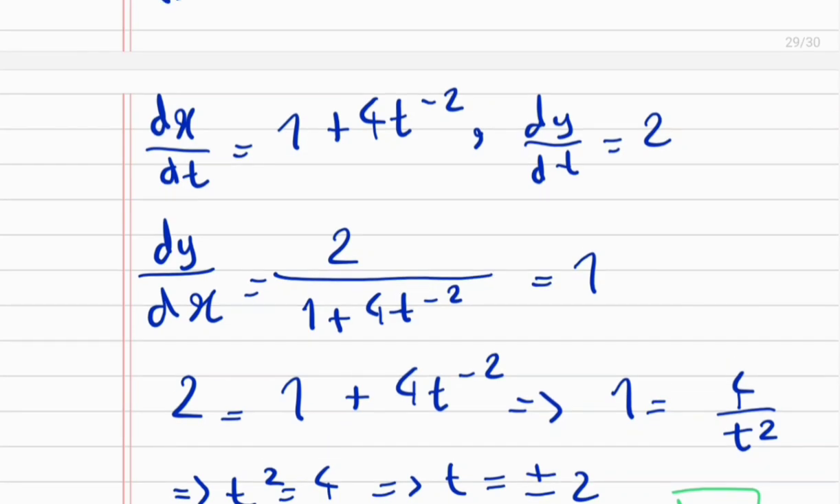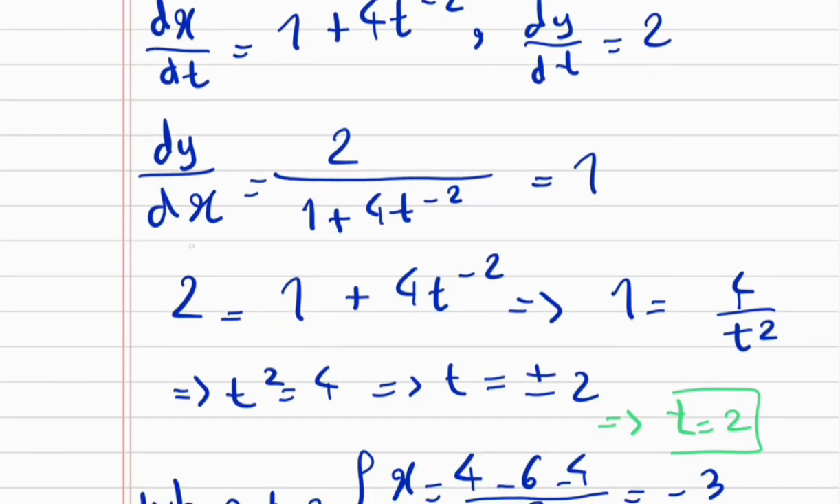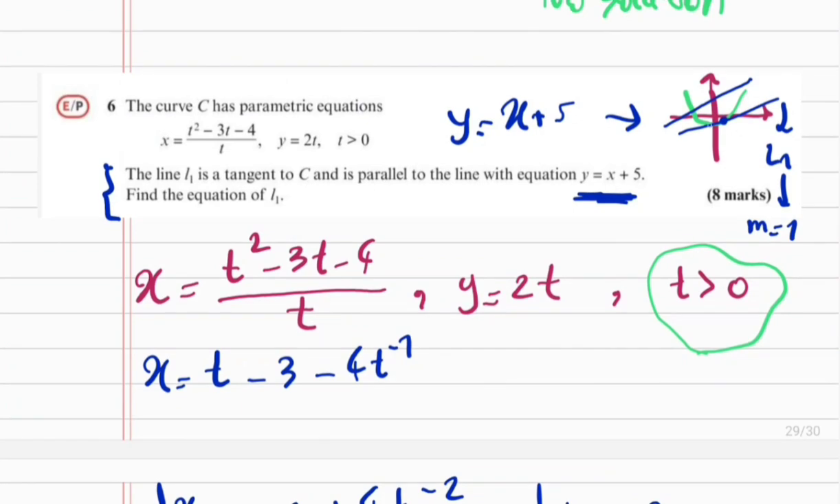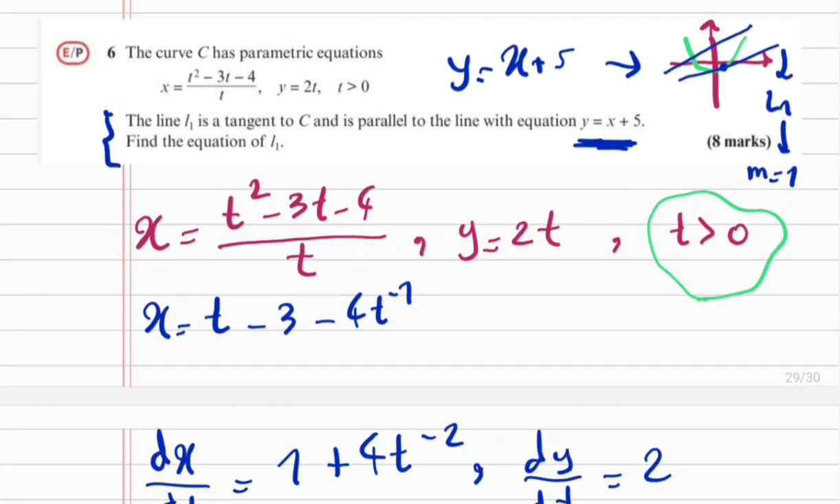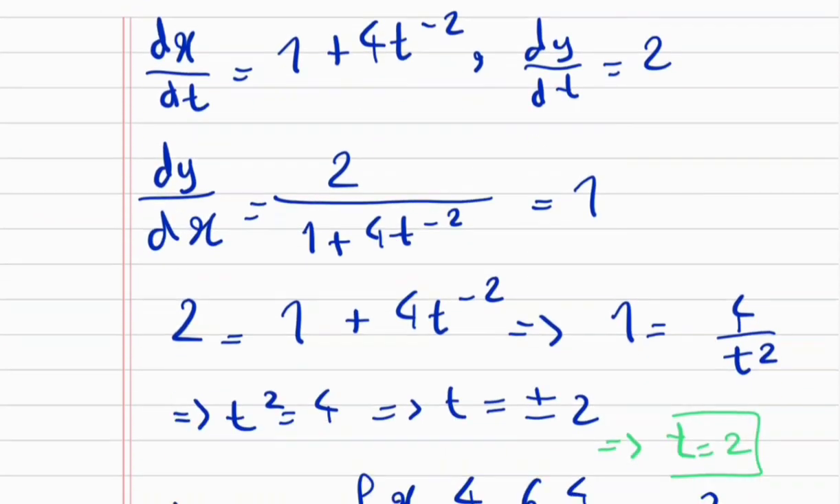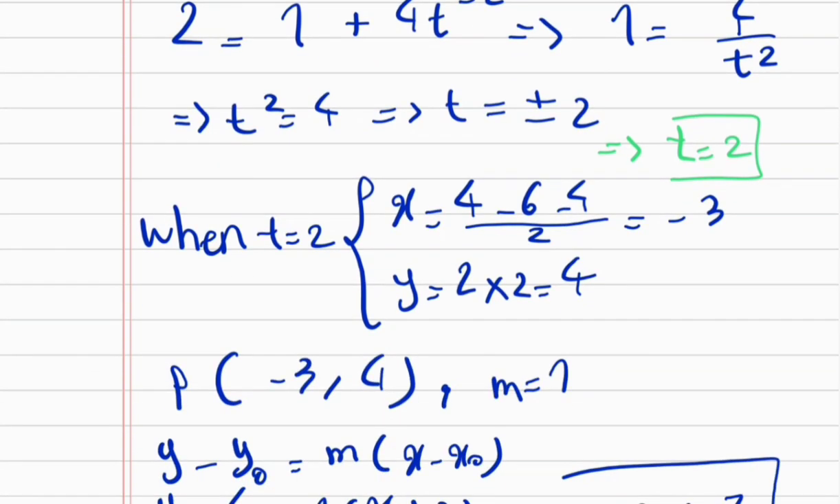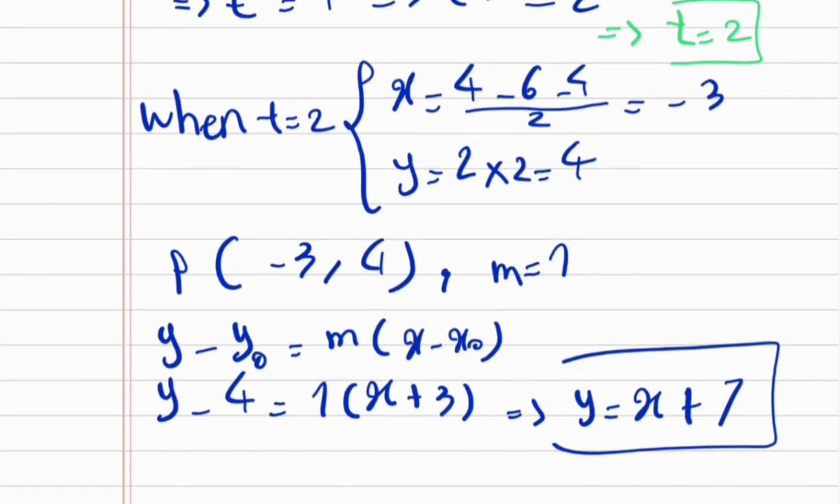So we first found the derivative, and then we knew that the gradient is 1 because the tangent is parallel to the line y is equal to x plus 5. Then we found the value of t, used that to find the coordinates of the point P, and finally, we found the equation of the tangent. Okay, that's it for this video, and thank you for watching.